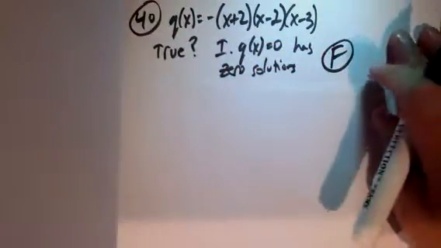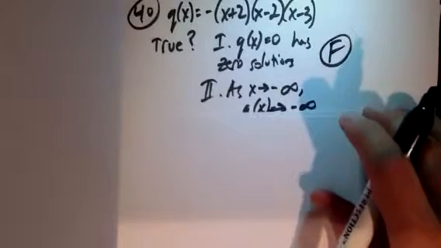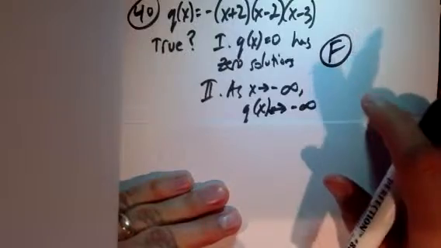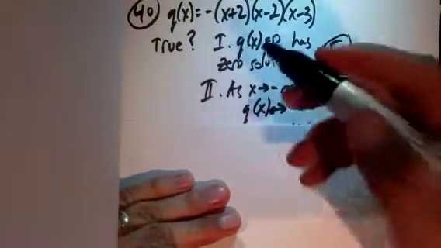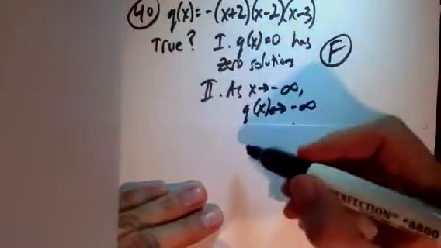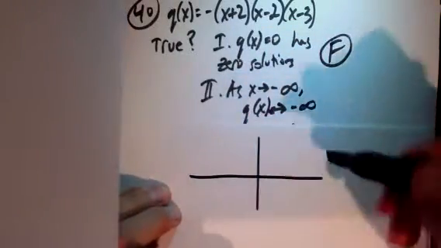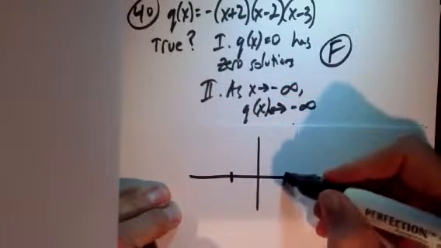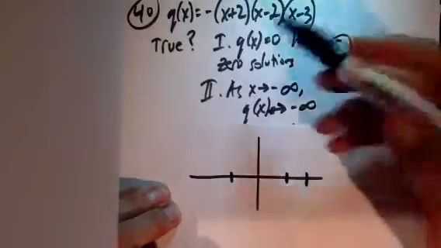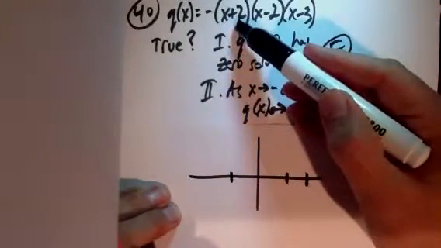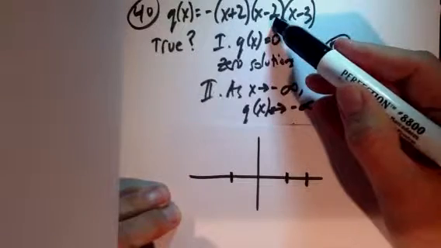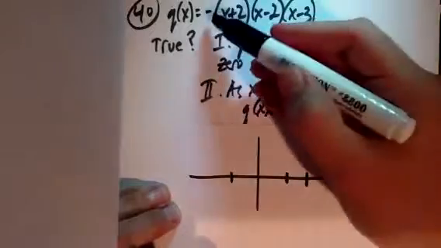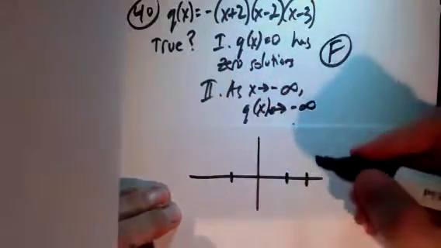Now we go here to item 2, which is as x approaches negative infinity, the function approaches negative infinity. So this is a cubic. We looked at those roots, so a quick sketch might serve us well. We have roots at -2, 2, and 3. When x equals 0, you have 2 times -2 is -4, times -3 is +12, times another negative, that's going to be -12.